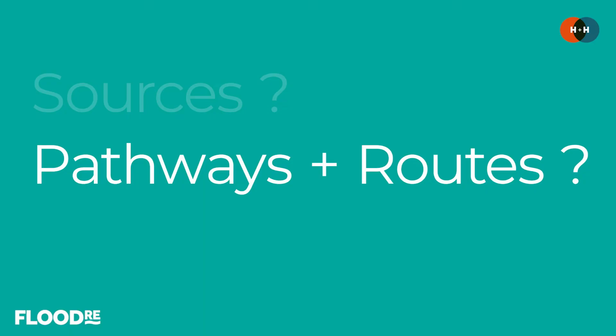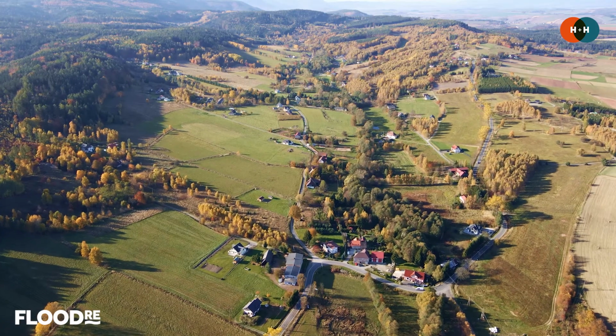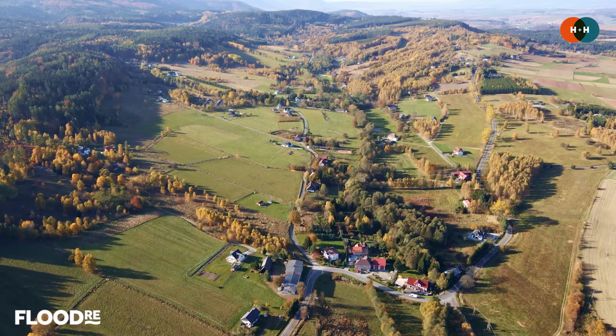Next, let's look at the second element that we want to find out, which is what the actual pathways and routes are by which floodwater could reach your property. It's important to bear in mind that you really don't have to live anywhere near a river or the sea to be at risk of flooding. You could be halfway up a hill, but still affected by flooding from overland flows.